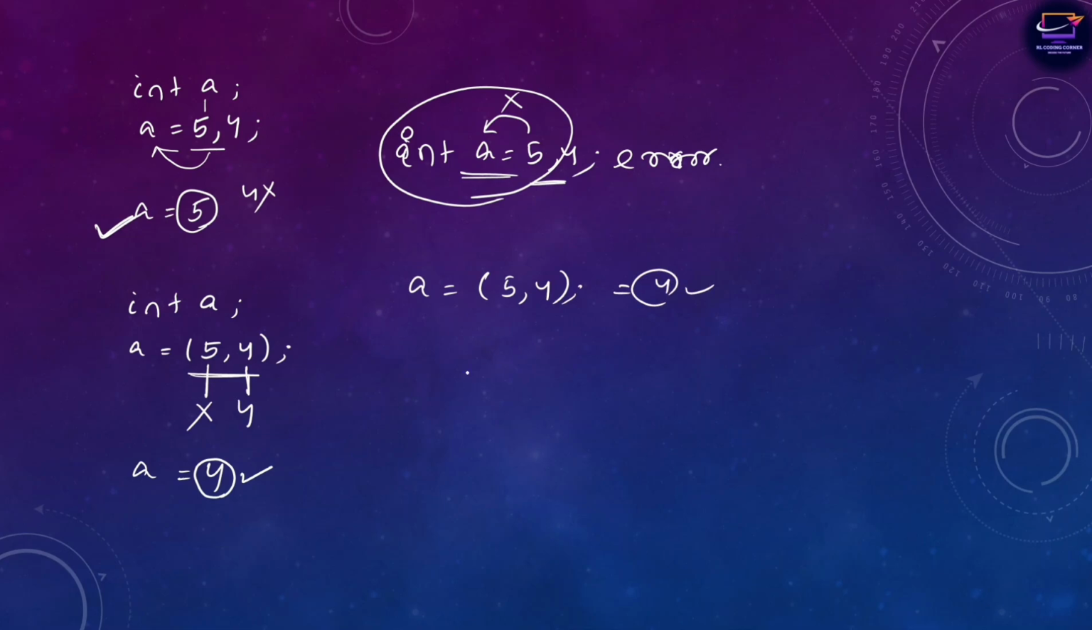Okay, so within our three operators, that is comma, equal to, and parenthesis, there is some precedence.